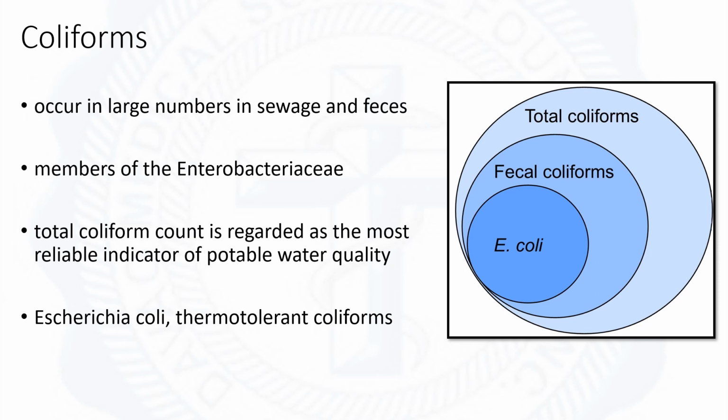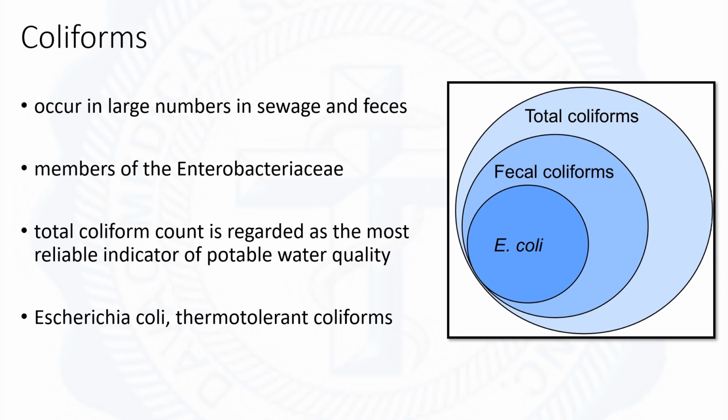So class, the most commonly used indicator organisms are the coliforms. So there are tests that can detect coliforms in general, and there are also tests made which can detect specific coliforms such as your E. coli. So it depends on the kind of test. So again, the coliforms, class, are bacteria that occur in large numbers in sewage and feces. They can also be found in the environment in the absence of fecal contamination.